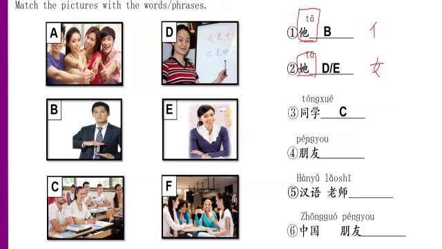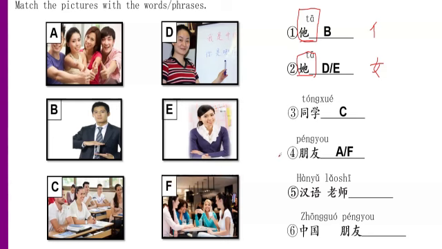朋友. 朋友. So what's the meaning of 朋友? Friends. 朋友 means friend. So which picture matches number 4, 朋友? F. A, O, F. I think both of them are good. All right. 朋友, they are friends.